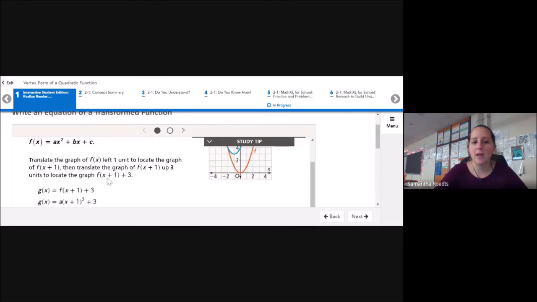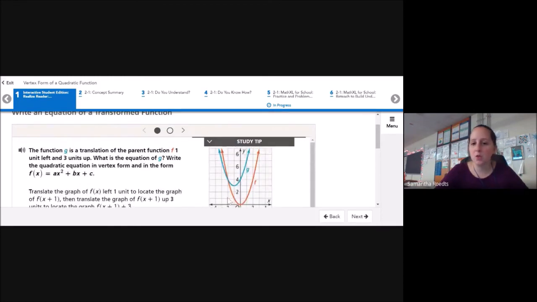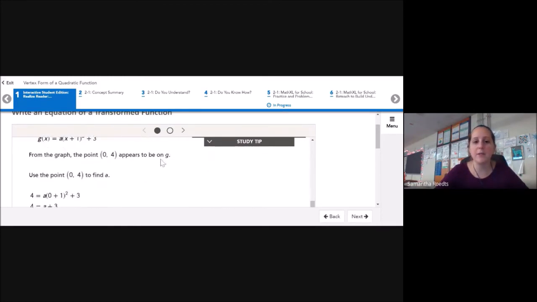So f of x plus 1 plus 3. So g of x equals f times the quantity x plus 1 plus 3. So g of x equals a times x plus 1 squared plus 3. Okay. From the graph, I can see that the point (0, 4) appears to be on g.